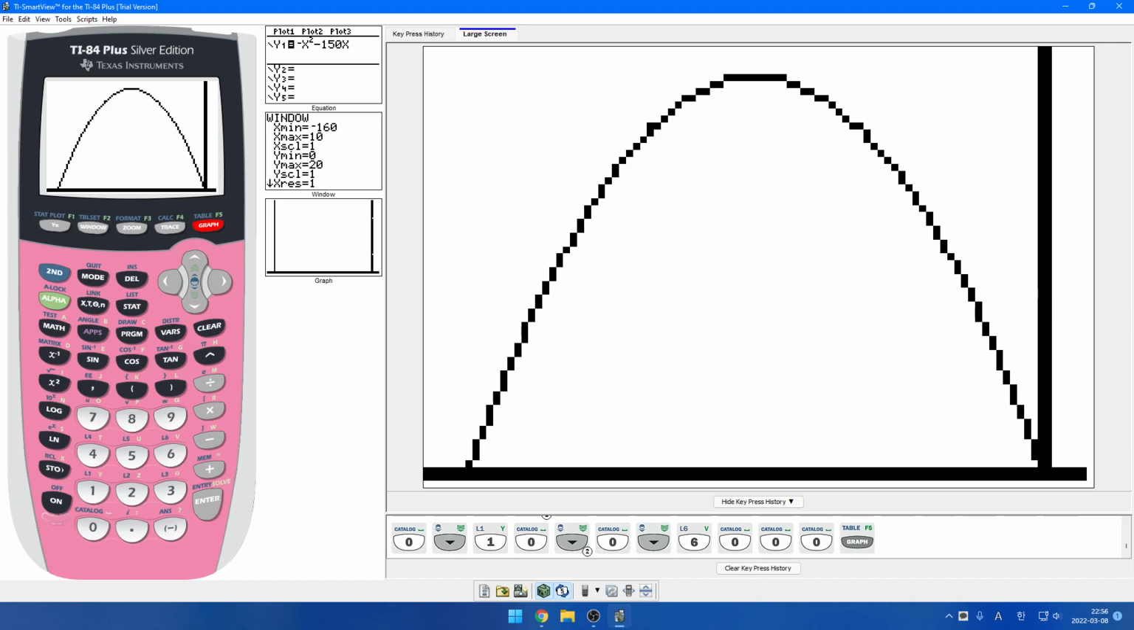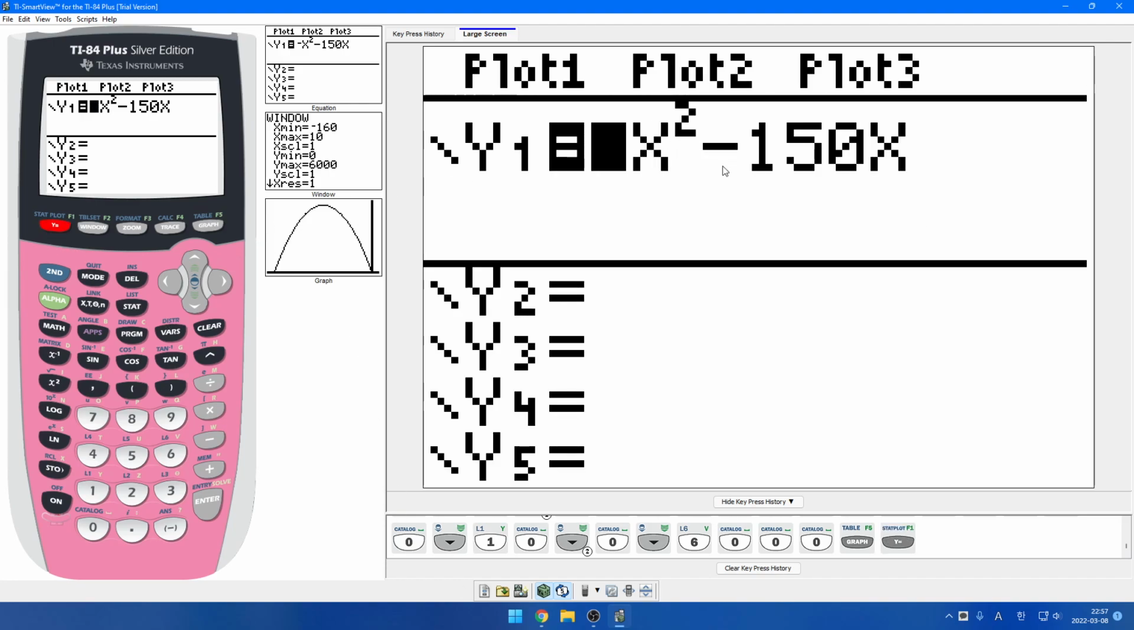Okay. By the way, how did I come up with these values? Perhaps you need to do some algebra work here. I know by factorization that the x-intercepts of this function are 0 and -150, so that's why I included those in the window setting. And also by looking at the vertex of the function, I know the highest point is somewhere just below 6,000. So that's why I put my y-max at 6,000.